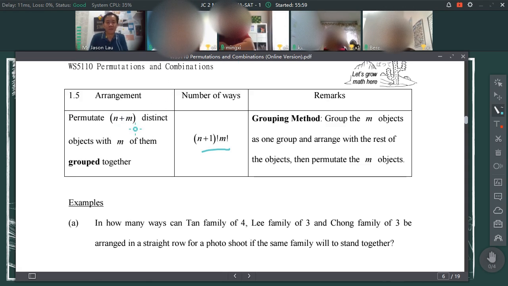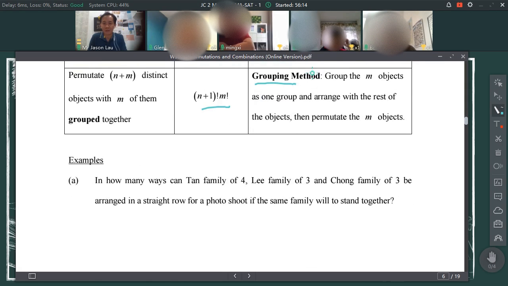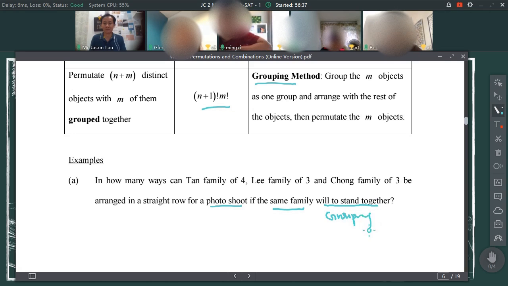Here, if you want to talk about n plus m distinct objects to permutate with m of them grouped together, this is your grouping method, which I think most of you are familiar with, right? So that is the description. Example: in how many ways can the Tan family of 4, Lee family of 3, and Chong family of 3 be arranged in a straight row for photo shoots if the same family were to stand together? So this is your grouping. Then how to do this question?